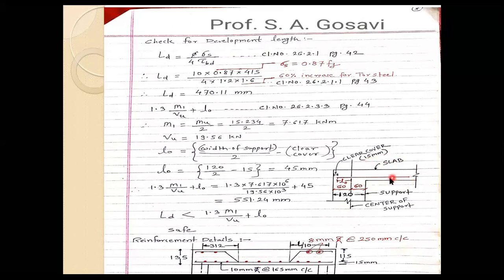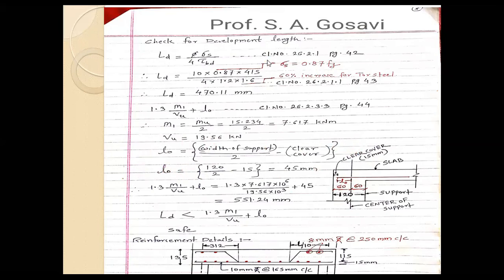You already know that for the bar coming from the slab, we cannot end the bar right at the end; we leave some cover. So what is the value of this L0? The width of support is 120, so this total distance is 60. If you subtract the clear cover from 60, you will get the value of L0. Simple, if you see this diagram carefully. That is what is written over here. This is the formula.